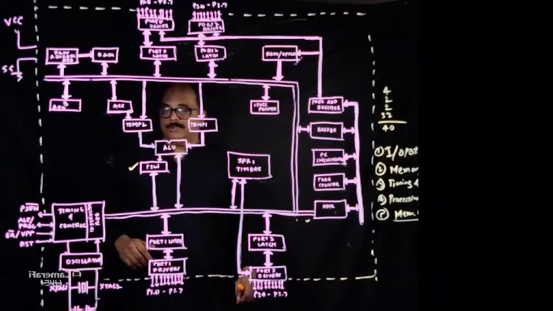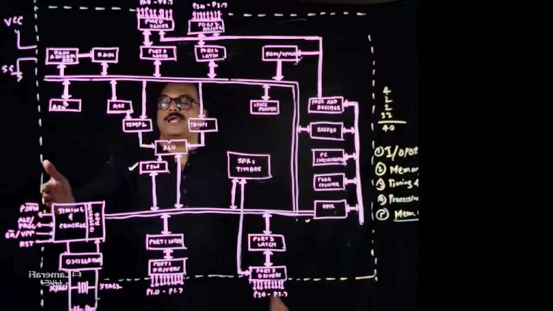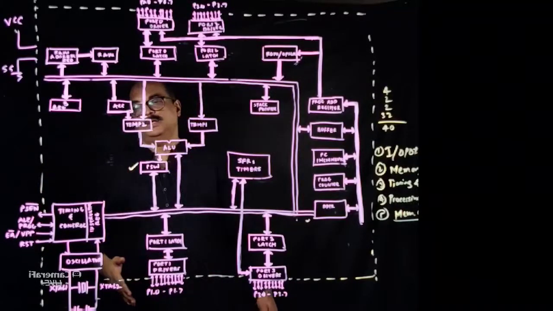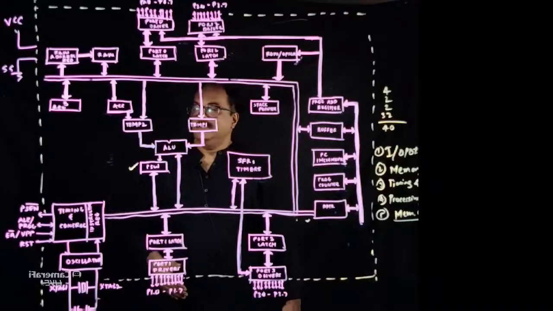Now there are 4 pins which I talked about earlier. This is a 1-pin: program store enable.